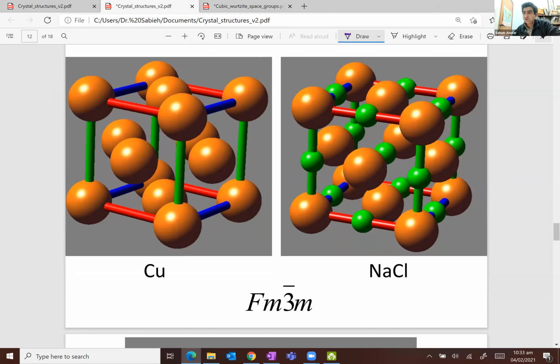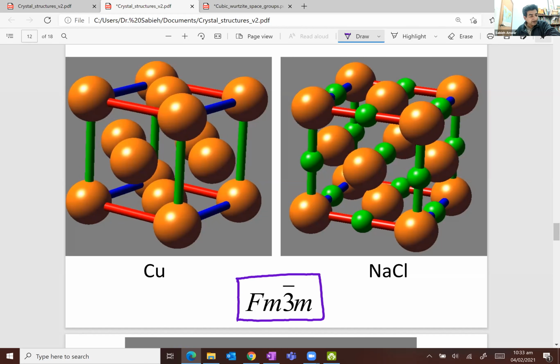On the left, we see copper, only copper atoms. It's a monoatomic structure, just one kind of element, copper. On the right, we have sodium chloride. Sodium could be in green, chlorine could be the big yellow or orange balls, or vice versa. Both of them belong to the same group, Fm3̄m. Now it's a face-centered cubic group. Cubic because there's a 3 or a 3 bar in the second location. And this is what the structure looks like.